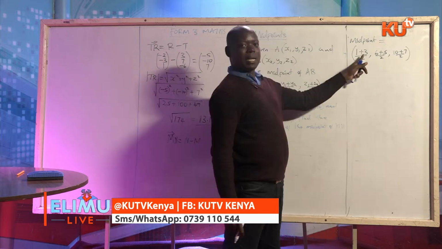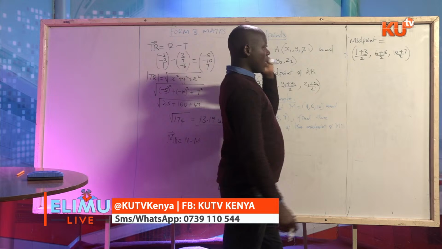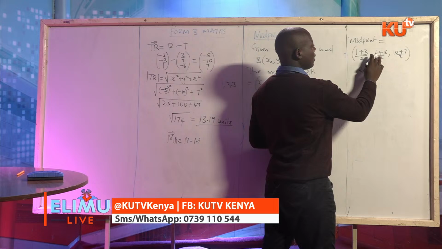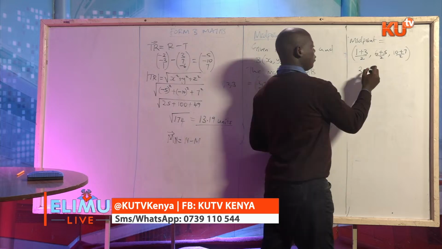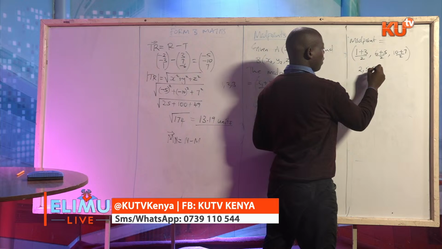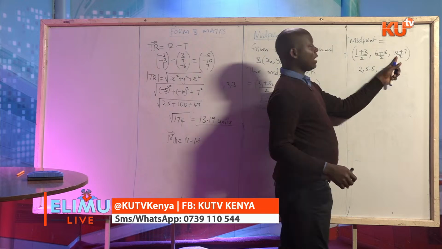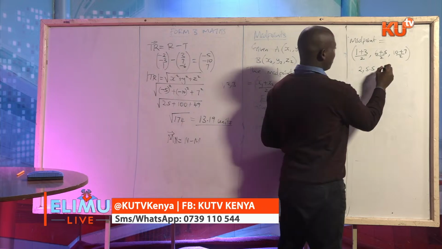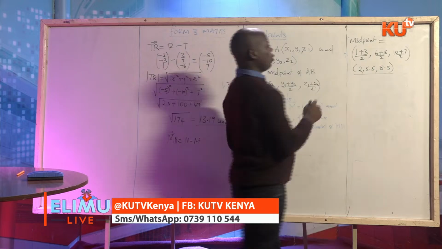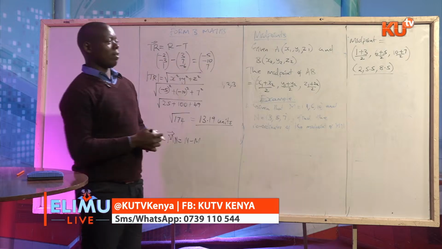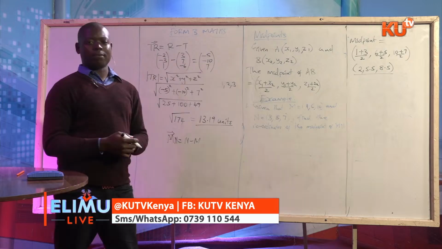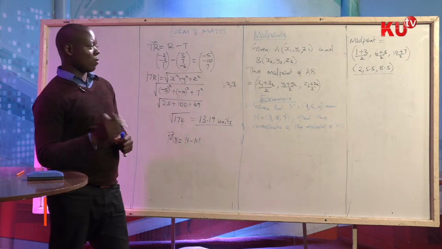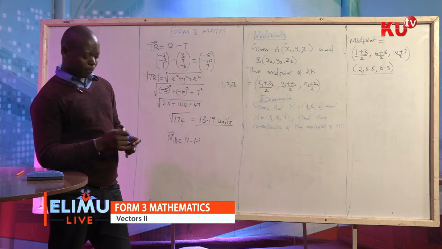So 1 plus 3 is 4. Divided by 2, 2. 6 plus 5, that's 11. Divided by 2, 5.5. 10 plus 7 is 17. Divided by 2, 8.5. Therefore, our midpoint is (2, 5.5, 8.5). Did you all get that, students? Good. So that is our midpoint for question 1.